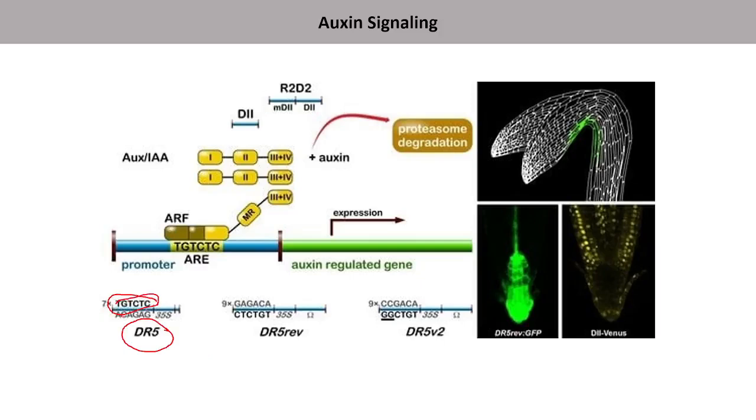Okay, so when this sequence is present in any promoter region of any gene, that means it can bind to the ARF factor, which means it is regulated by the presence of auxin. So any gene which has ARE element or DR5 in its promoter region can be regulated by auxin. And this is one example.